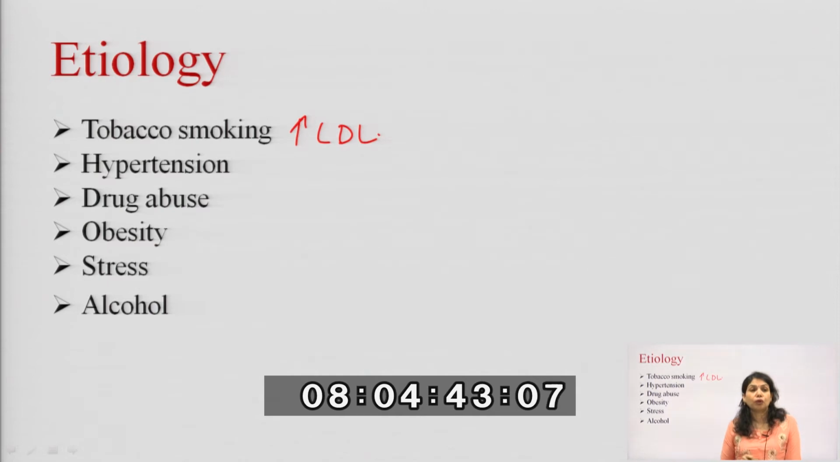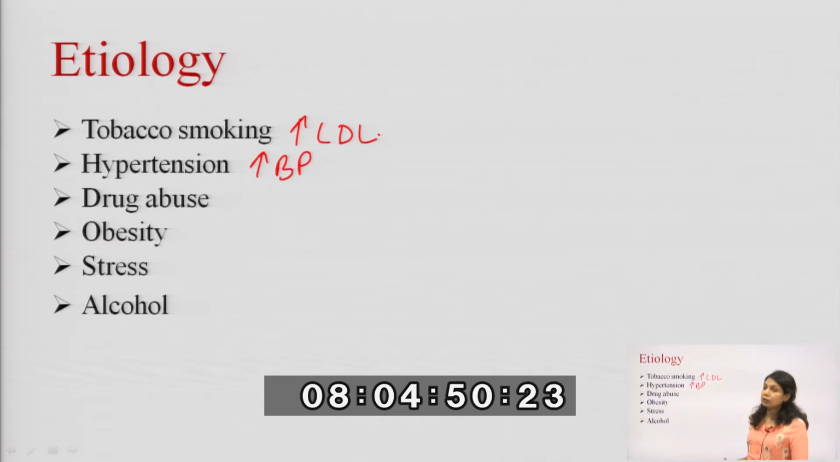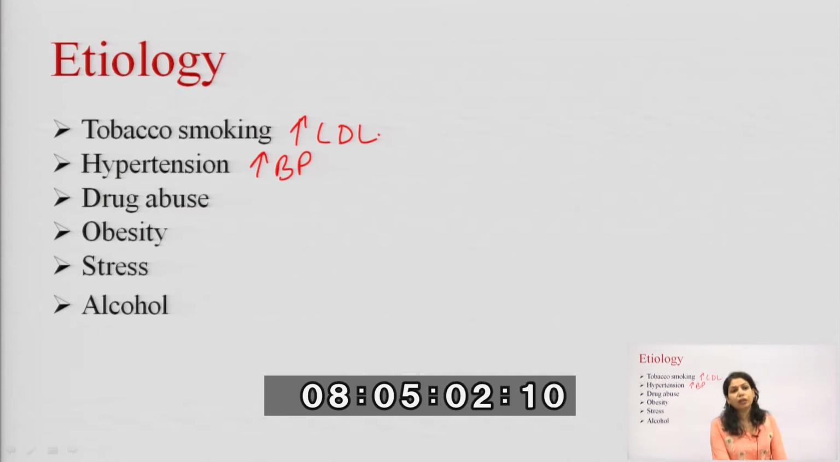Then hypertension is one of the most important factors. Hypertension, that is the increase in the blood pressure, will ultimately cause myocardial infarction. Then drug abuse, certain drugs that we are using; these drugs cause a decrease in the blood supply. Then obesity, the patients who walk less, having a very sedentary lifestyle, may also suffer from myocardial infarction. Then stress, of course; stress leads to the release of certain neurotransmitters, and ultimately it may also cause this disease. Alcohol is also one of the important parameters which may lead to the disease.